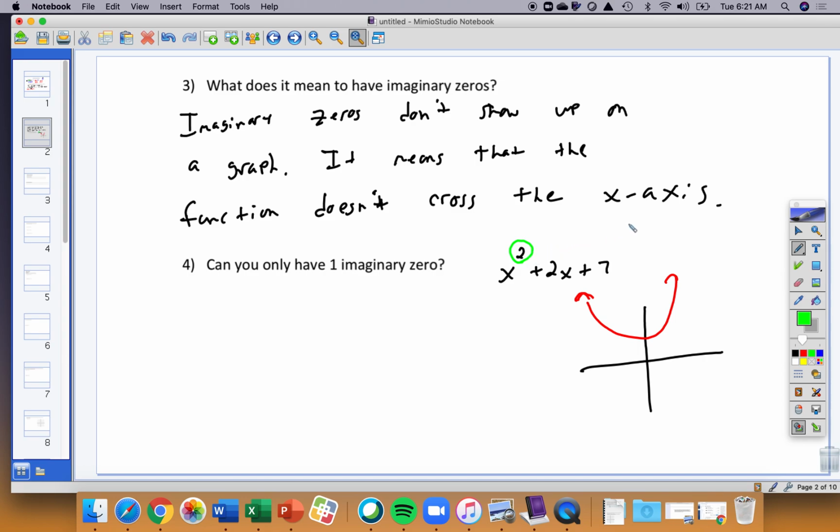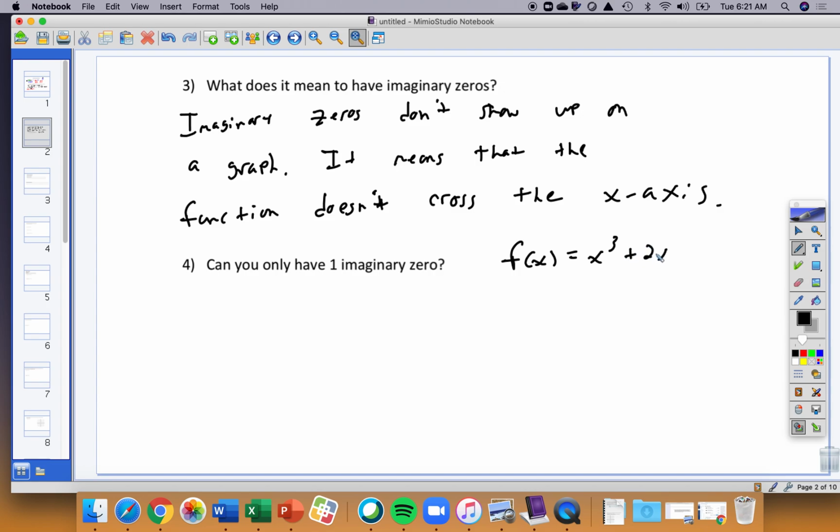If I had a graph that looked like this, f of x equals x cubed plus 2x plus x plus 1, I don't know, I'm making some up. This graph could, I don't know how it does look, but it could look something like this.